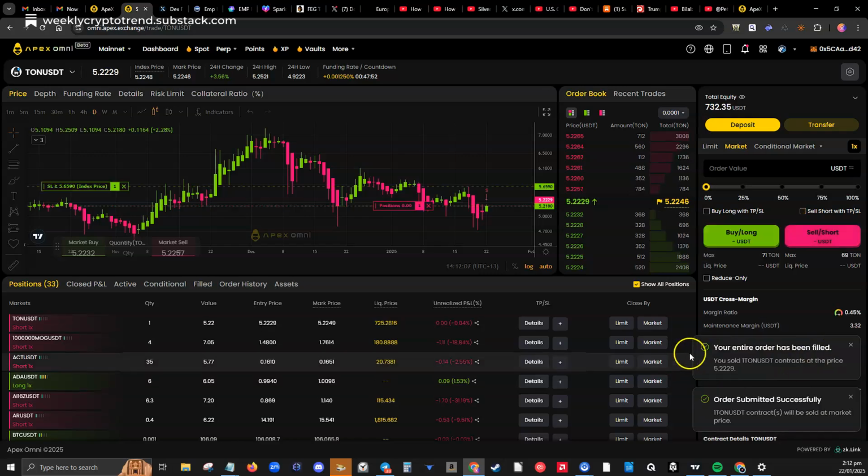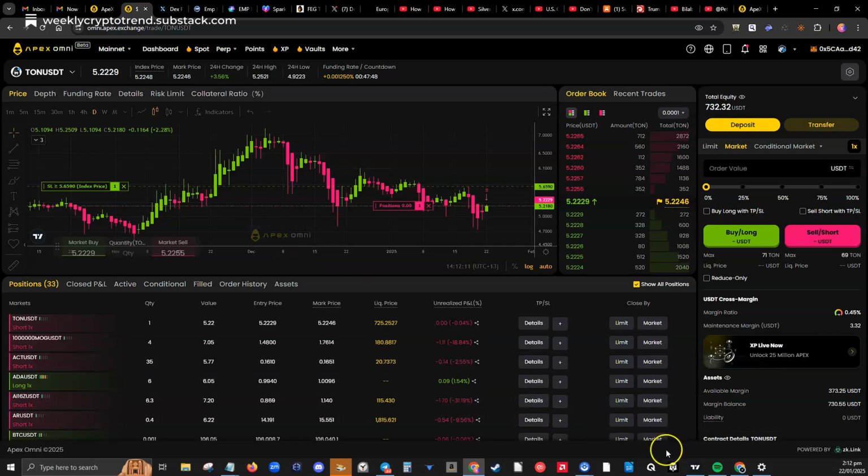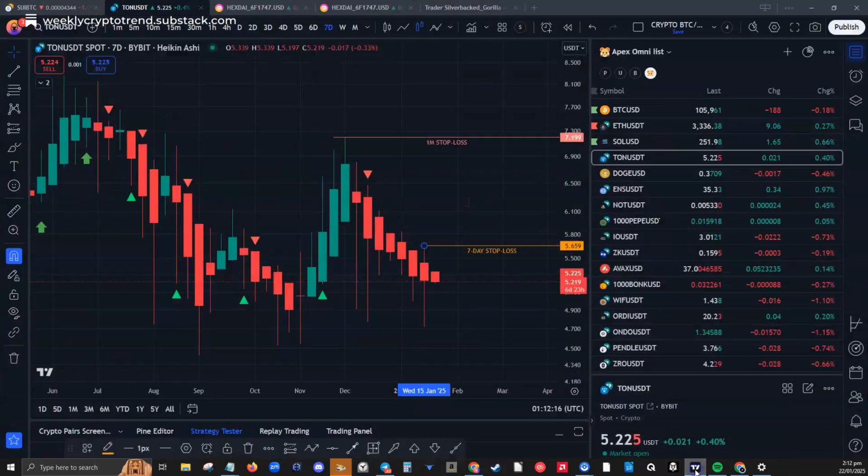So sell short, perfectly filled. Make sure it is 1x again, and we move on to the next asset. There you go. So Ton was a short.